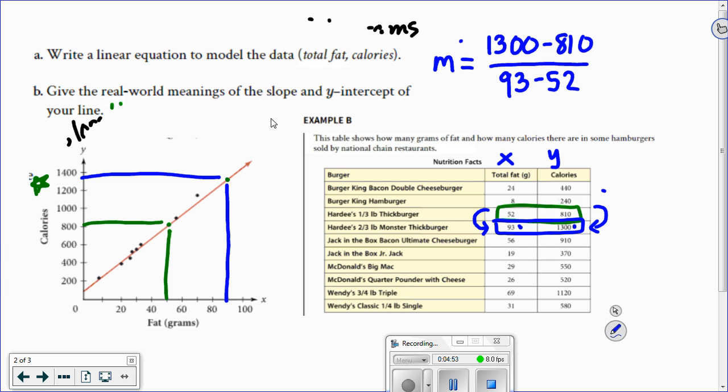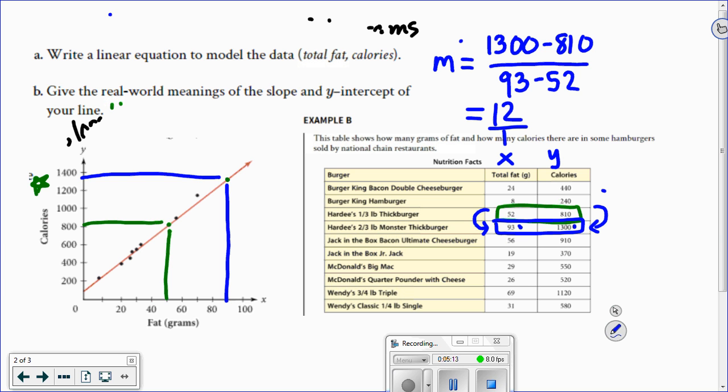All right, got it? So I'm going to round this to the nearest whole number to make things easy for us. When I calculate that, I get right about 12. I'll say 12 over 1 because I can see my rise and my run that way. So my slope is 12 over 1.